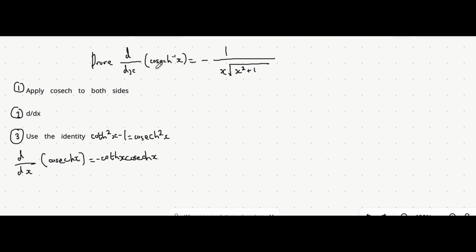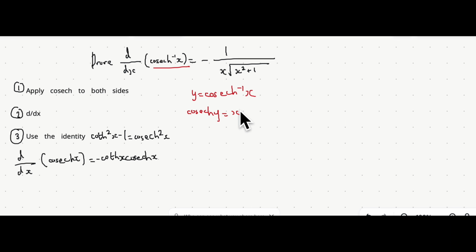But step number one, the function that we are going to differentiate, let's introduce that as, let's say, y. So let y equal all of this, x. You then want to apply cosec to both sides of the expression. So you're left with cosec of y on the left-hand side. The cosec cancels out with the inverse cosec, leaving you with just x on the right-hand side.